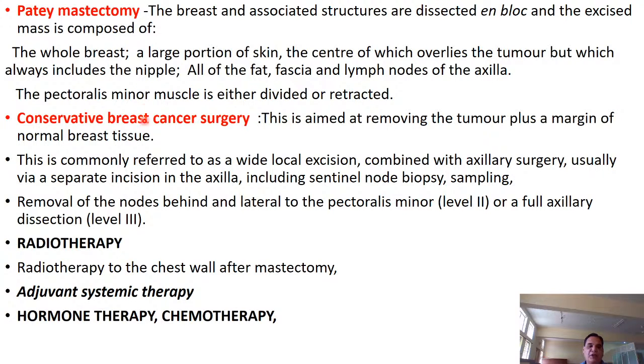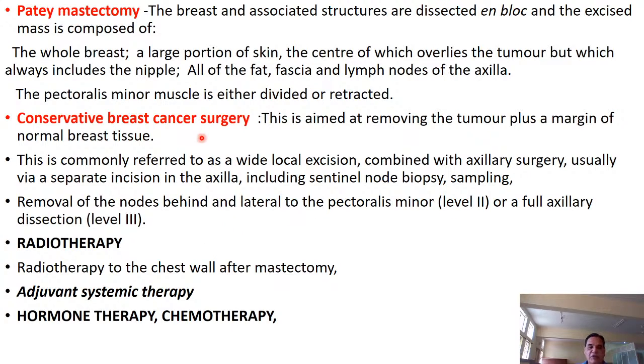Patey mastectomy, modification, and BCS. BCS is the buzzword of today. What is it? It is aimed at removing the tumor plus a margin of normal breast tissue. This is commonly called a wide local excision. And we do remove the axillary content by a separate incision. We are removing only level 1, 2 or sometimes level 3 lymph nodes. Usually 1 and 2 are removed.